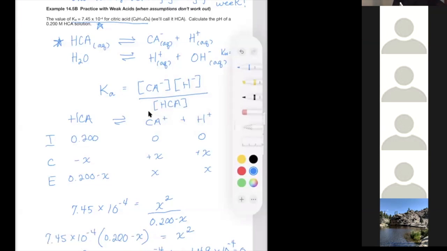When you do that, you get x equals 1.18 times 10 to the negative second. This is going to be equal to the hydrogen ion concentration. And remember, pH is equal to the negative log of the hydrogen ion concentration. So when you take the negative log of 1.18 times 10 to the negative second, you get a pH of 1.93.